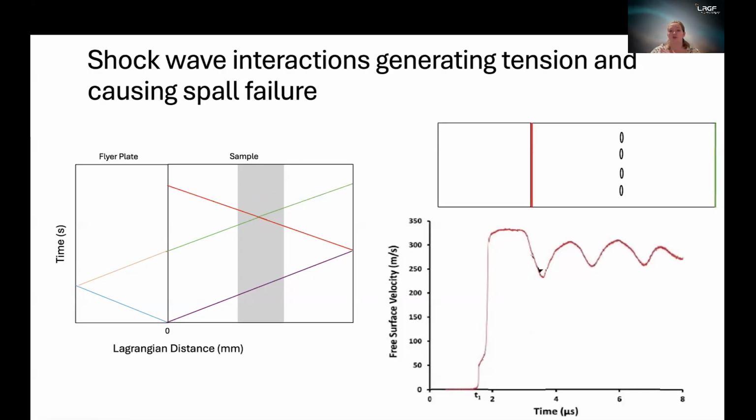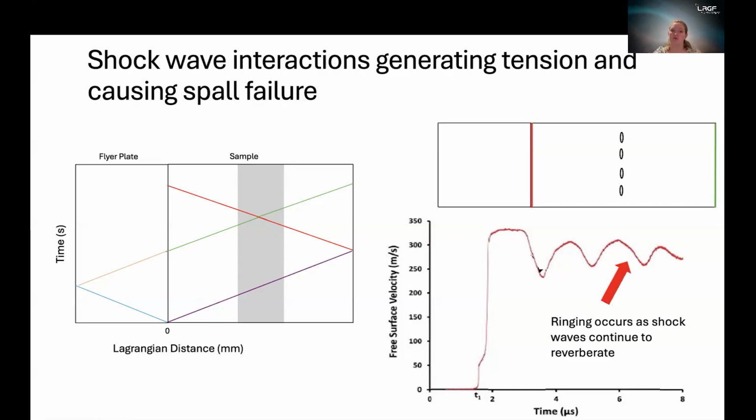And after this spall region is formed, if we have damage, we will now have these shockwaves rebounding back and forth from the back free surface of the sample to the spall region and back and forth and back and forth. And we see this as ringing that can occur in our velocity profile. So that's what this continuous oscillation afterwards is.